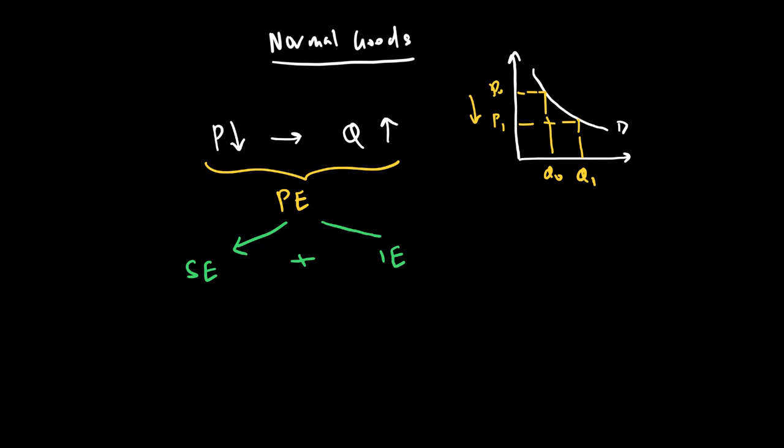Substitution effect simply says that if the price of a good goes down, it will become relatively cheaper than its substitutes. Let me write this: relatively cheaper than substitutes.